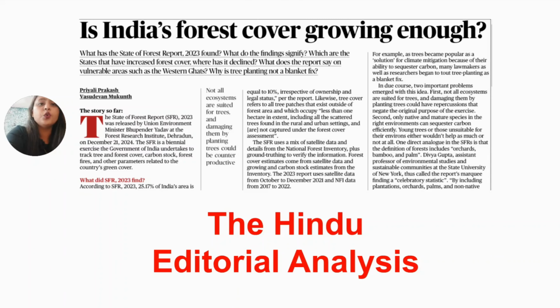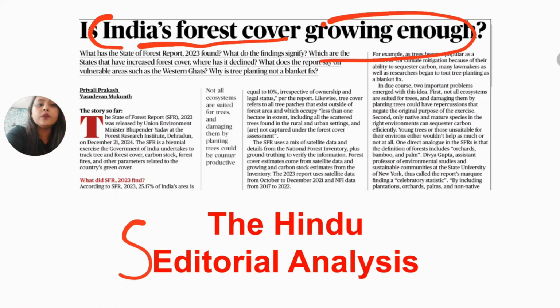And in today's UPSC editorial analysis, there's a very important topic to be analyzed. It's asking if India's forest cover is growing enough or not. And this is given in the editorial itself in today's article.